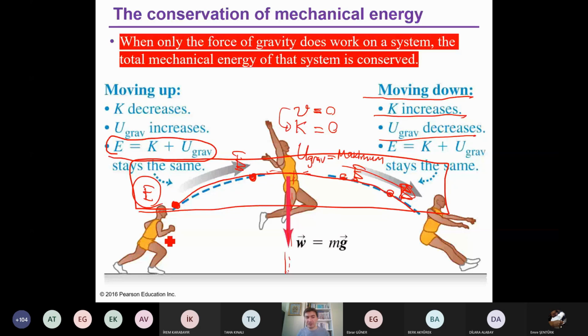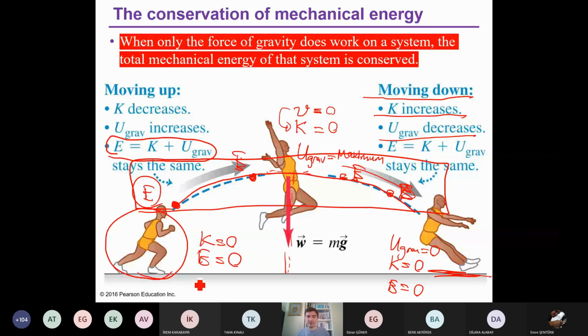But at the beginning, before he jumps here, the total mechanical energy is 0. Also here, when he stops, let's consider this is the origin and U gravitational is 0. And since he stopped, kinetic energy is also 0. So total mechanical energy is 0. So we have the same condition here. Kinetic energy is 0 and gravitational potential energy is 0 before he jumps. Any question here? Is it clear for you?